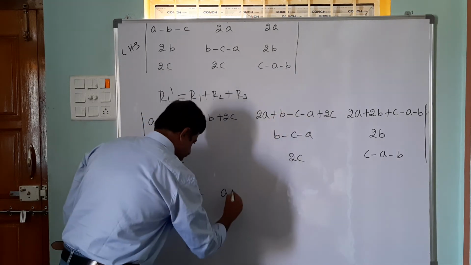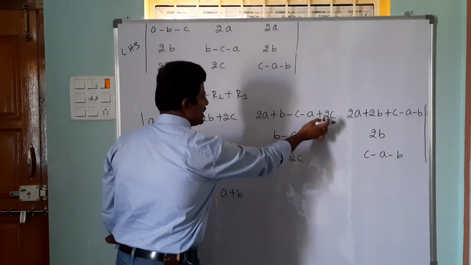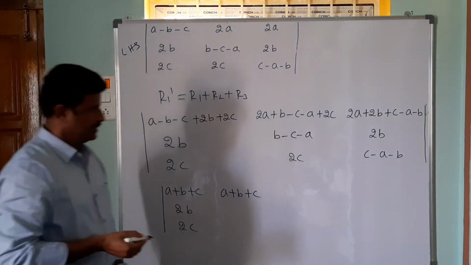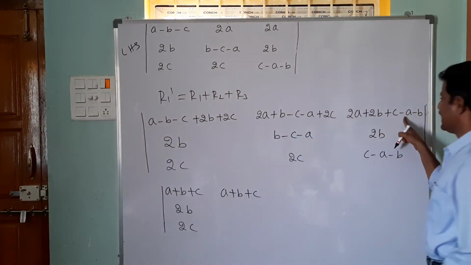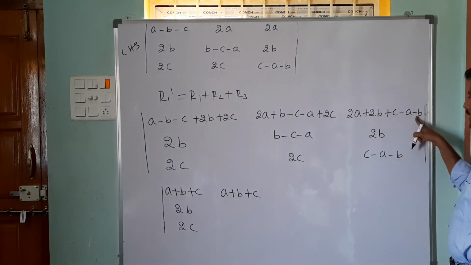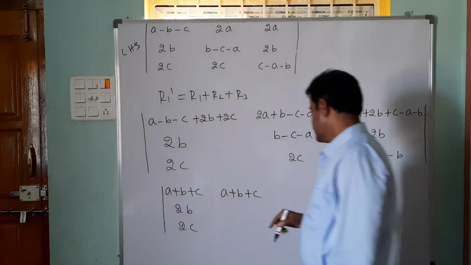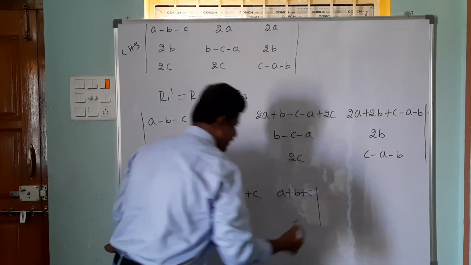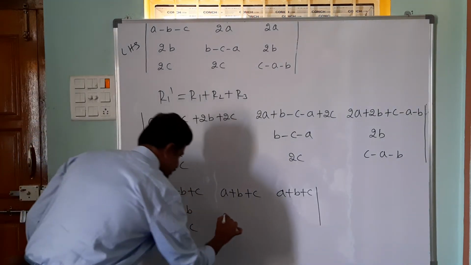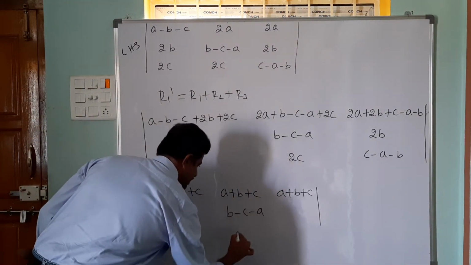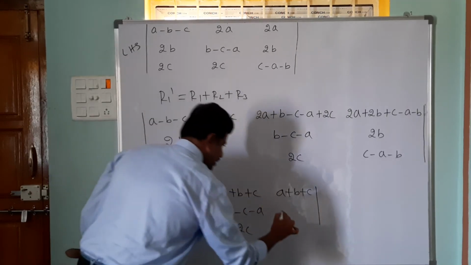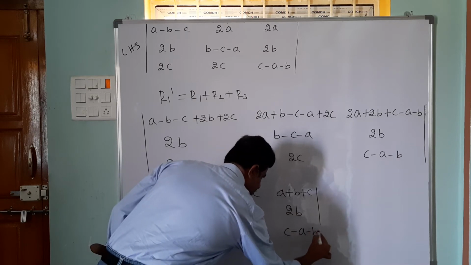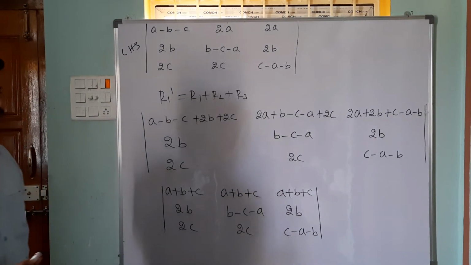Plus B, plus B, minus C, plus 2C, plus C. Then that is plus 2a minus a plus a, plus 2b minus b plus b, remaining plus c. Here also a plus b plus c. So then b minus c minus a, 2c. Here 2b, c minus a minus b.